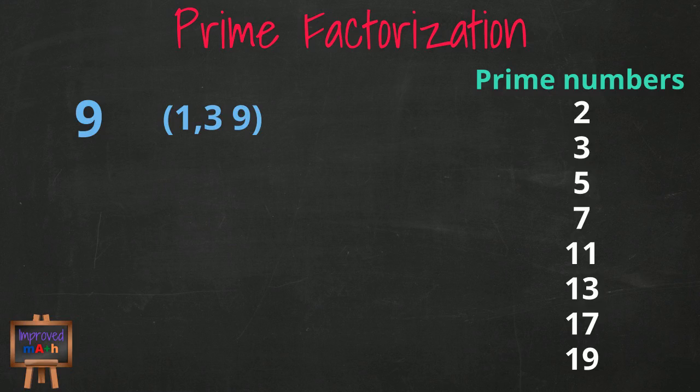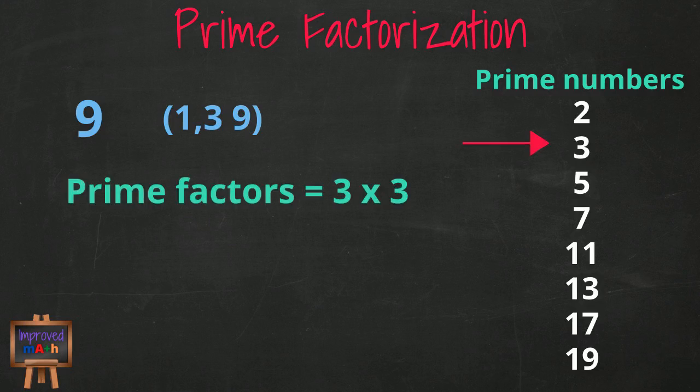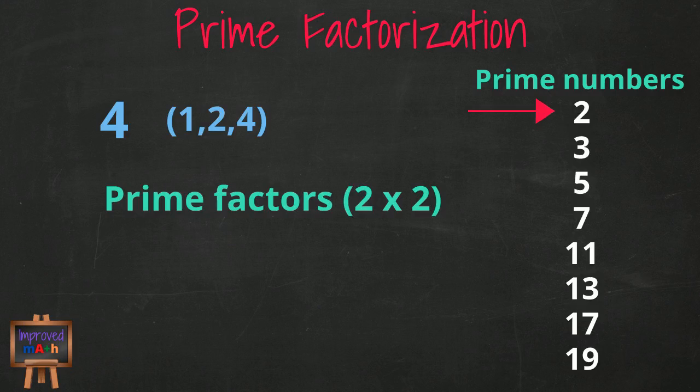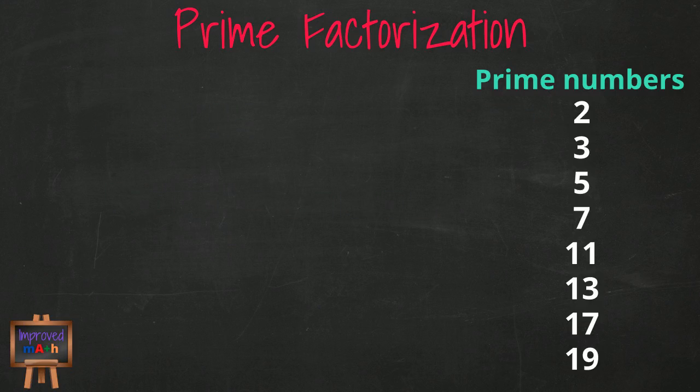But if you look at the prime numbers that make up 9, you can see that the prime factors of 9 will be 3 times 3. Look at the number 4. 4 can be broken down into a prime number of 2 times 2, as 2 is a prime number. The process of breaking down composite numbers into their prime factors is called prime factorization. Let's go over the prime factorization process using something they call the factor tree.